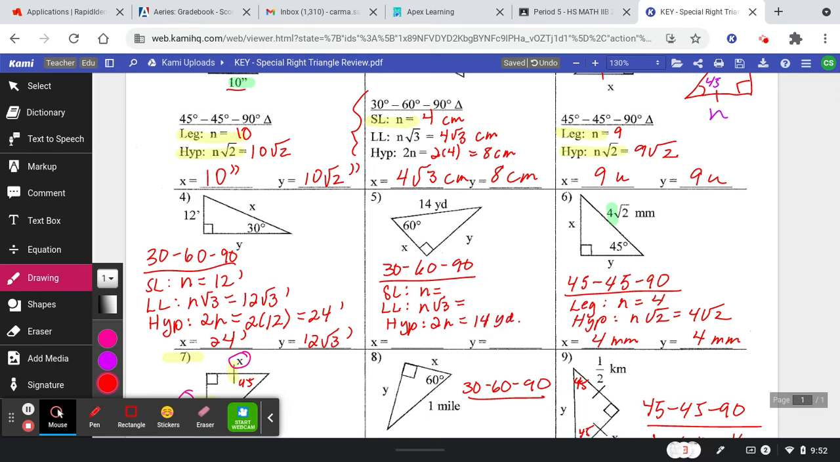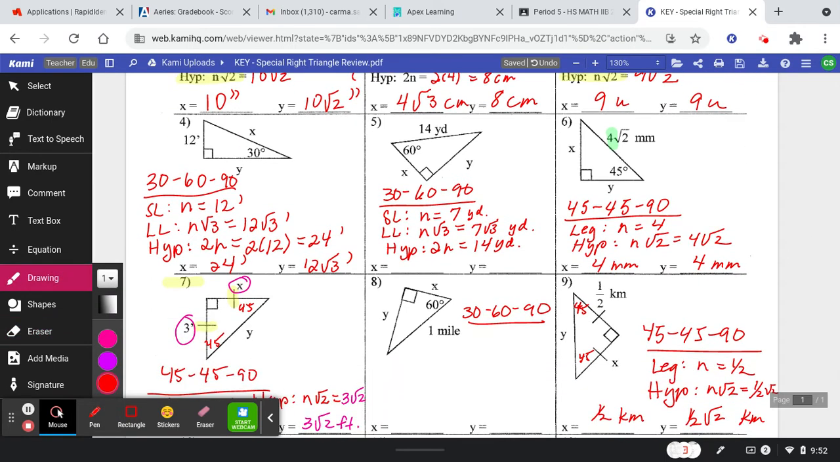So to work backwards to find that short leg, let's divide the 14 in half. 14 divided by 2, that side's going to just be 7. And then for my long leg is just 7 root 3. So this one's checking it out to see if we can work backwards. So my x is the short leg, that's 7 yards. And my y is the long leg, 7 root 3.